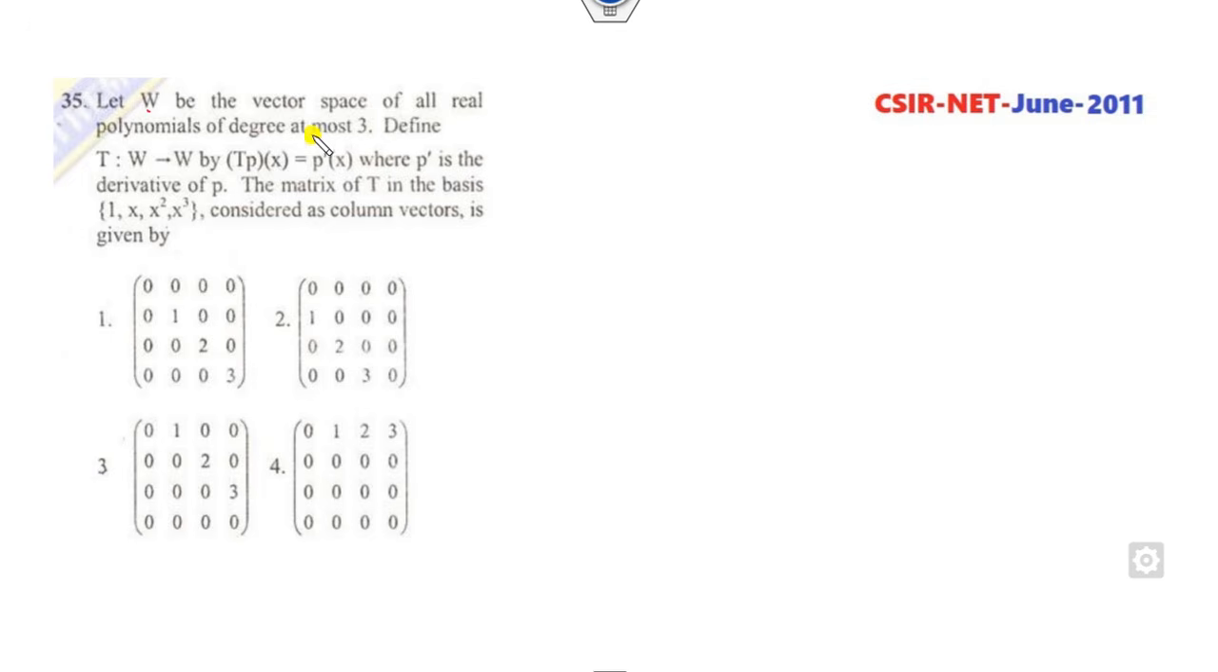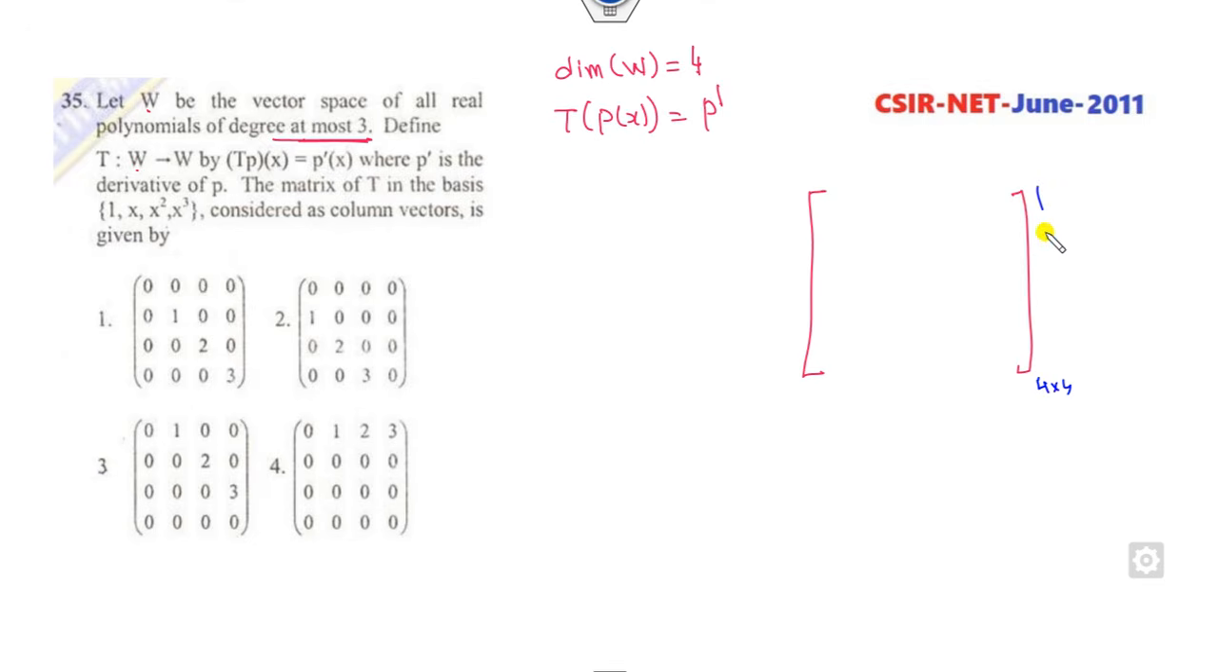Okay, W is the vector space of polynomials of degree at most 3. So again, the dimension of W is 4. T is the mapping given by the derivative, where P dash is the derivative of P. So again, this is 4 cross 4, with basis 1, x, x square, x cube. If I take p of x as 1, the derivative will be 0. So 0 is the constant. Here all the values are 0. So this option cancels. This is correct, this may be correct.